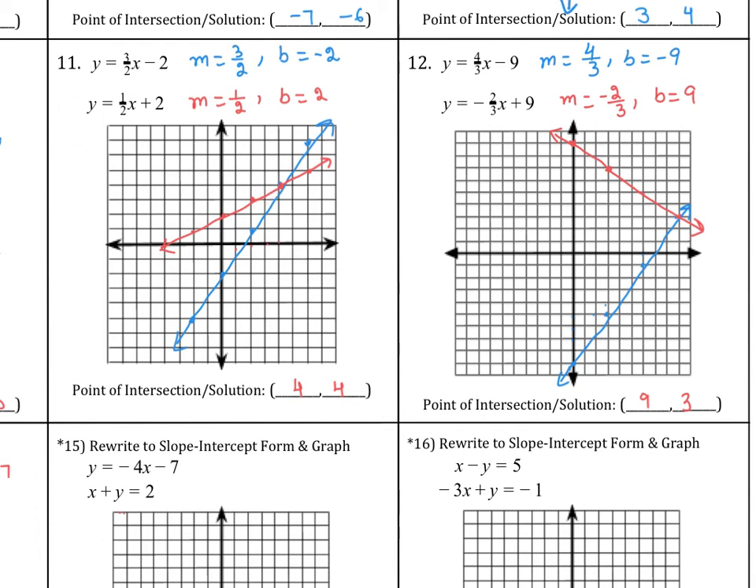For number 12, this blue line starts from negative 9 and goes up 4 over 3, up 4 over 3, up 4 over 3. For the second one, start from positive 9 and go down 2 over 3, down 2 over 3, down 2 over 3, and this is the point of intersection, which is 9 comma 3.